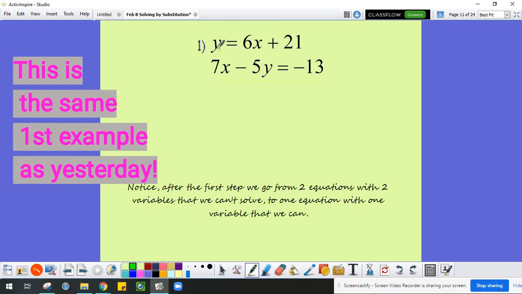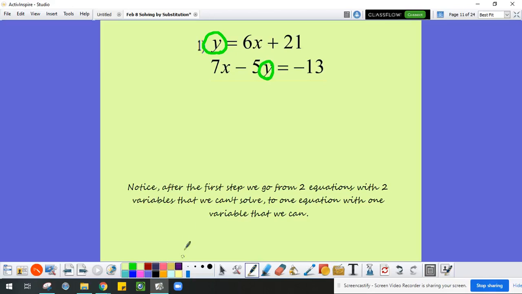So this one already has y isolated. So that is what I'm going to substitute in the place of this y. I have what y equals. I don't know if it's 2 or negative 3 or 8 or 17, but I know that y is 6x plus 21. So I'm going to take 6x plus 21 and put it in the place of this y. So it's going to look a little bit more challenging than what we did the last couple days.